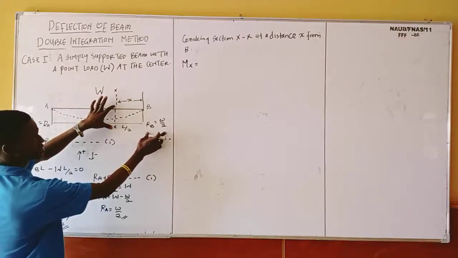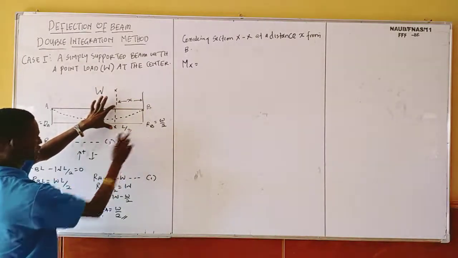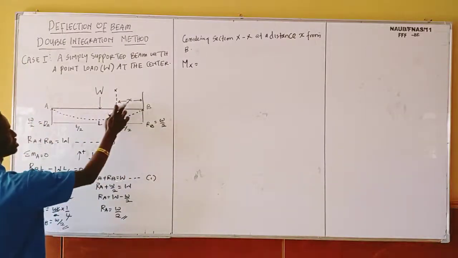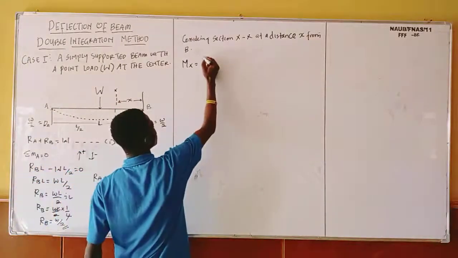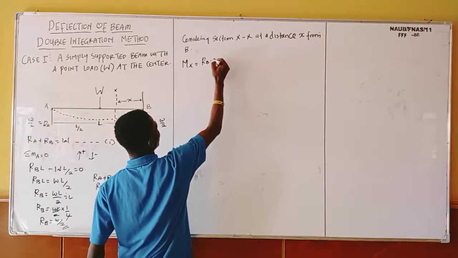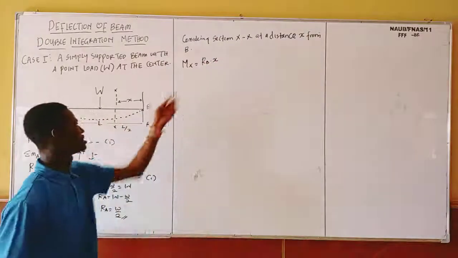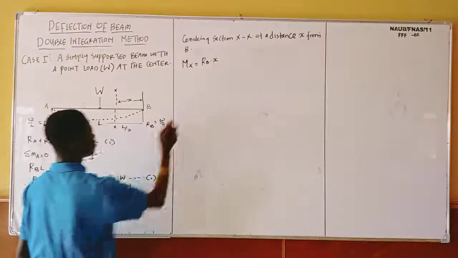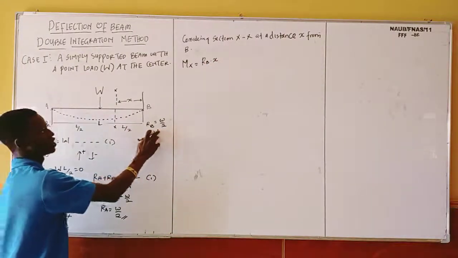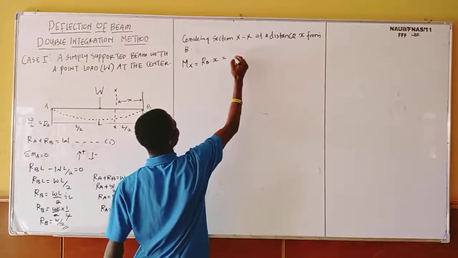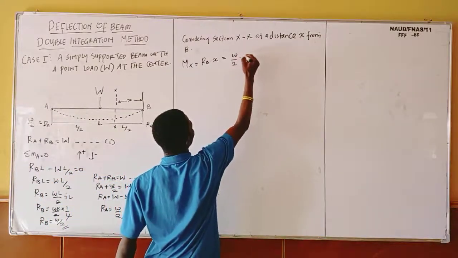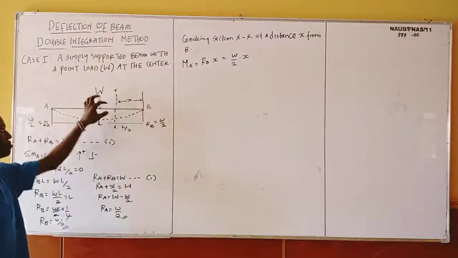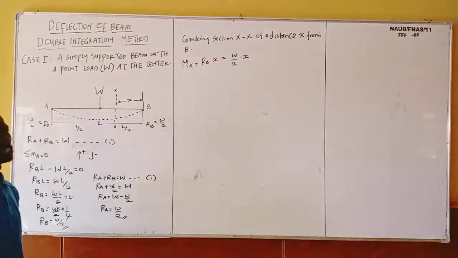My RB. You understand? Which is the upward force, which I've already given positive. That is RB, and the distance covered is X. So I'm going to have RB multiplied by X. So this is my moment at section XX. So in this case now, don't forget that the value of my RB is W over 2. So I'm going to have equals W over 2 multiplied by X. You understand? This is going to be my moment at section XX.